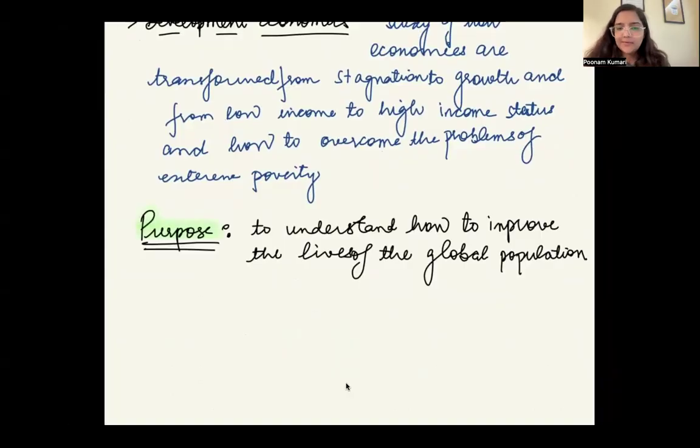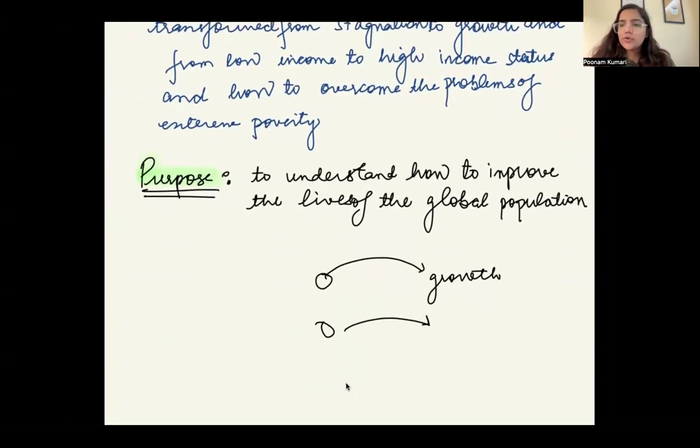Yes, ma'am. You want to improve the life of people. You want to go from a stagnant economy to a growth economy. You want to move from a low income country to a high income country. So you want people to come out of some sort of trap, a poverty trap in some region, some family, some country. You want that country to move out of that trap and come to a category where people have better opportunities, better standard of living, better health situation, better education opportunities.